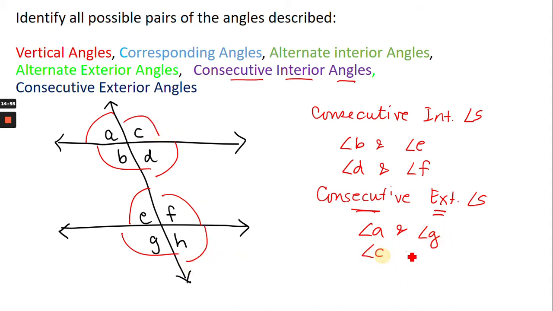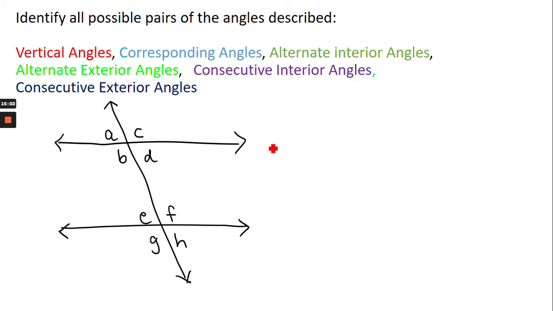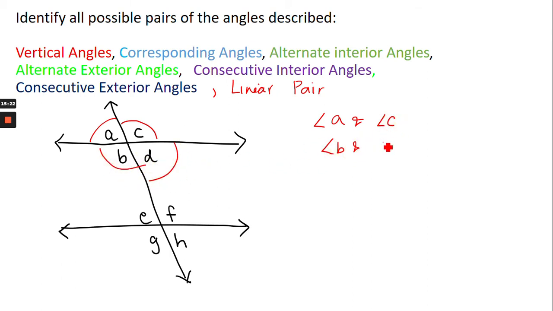Alright, next, let us identify also the linear pairs. When you say linear pairs, these are pairs of angles that form a straight line. So angle A and angle C, as you can see, they form a straight line. So angle A and angle C, angle B and angle D. Basically, linear pairs are adjacent to each other or they share the same side.